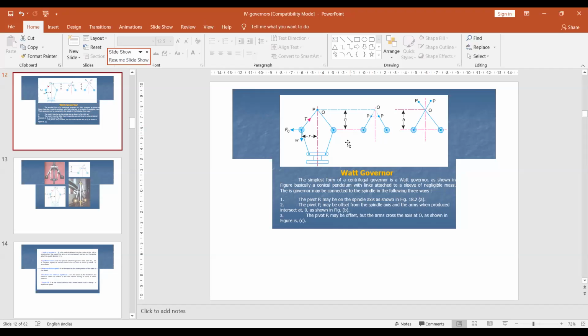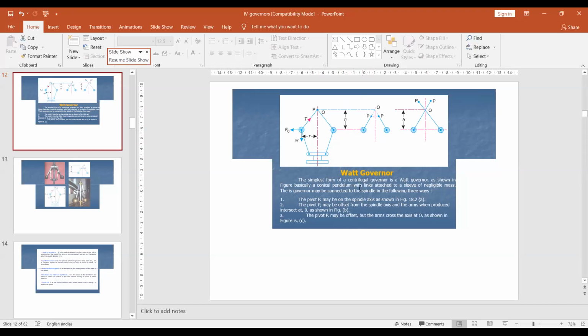When we measure the height of the governor, it is the difference between our fixed point and the fly ball center. That is taken as the height of the governor, a very important term. Another term is the radius of rotation, represented with small r. Radius of rotation is the difference between the fly ball center and the spindle axis. That is r.